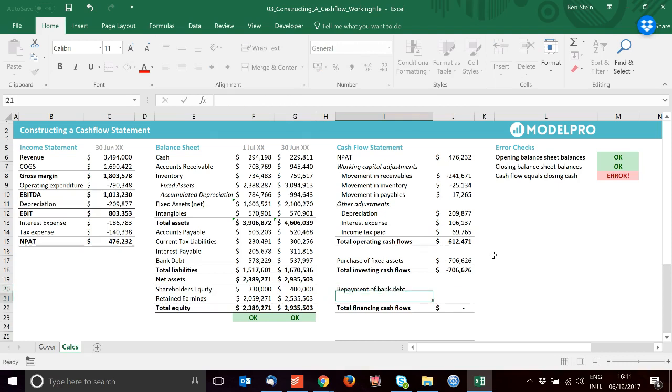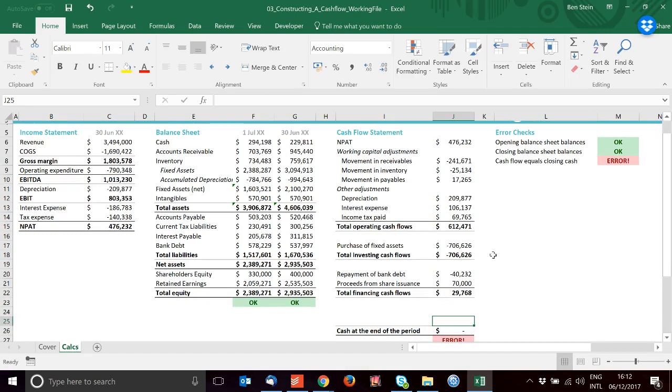Why am I saying repayment? Because it looks like year on year the bank debt decreased. And the shareholders' equity increased. So fairly simple. Share issuance, it's a simple $70,000 increase, whereas the repayment of the bank debt means that we spent a certain amount of money to pay it down, and that is consistent with the cash movement. So a reduction in the bank debt means that we have a reduction in our cash. Okay, that's it for each section of the cash flow.